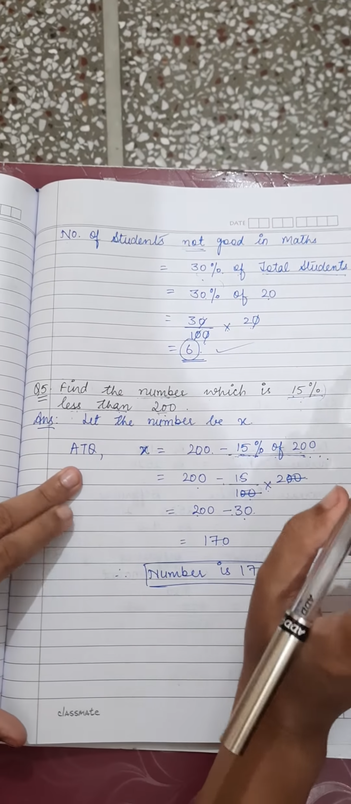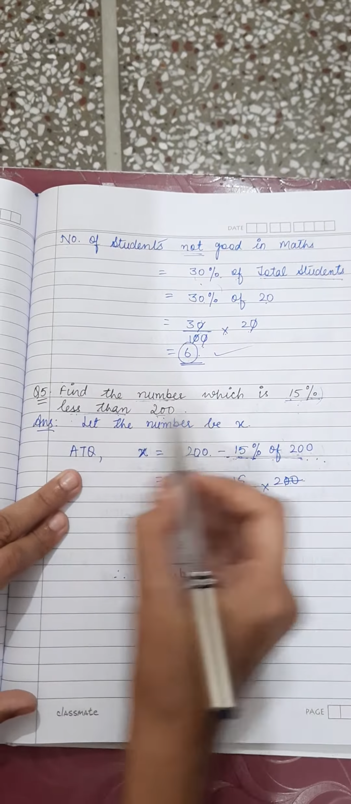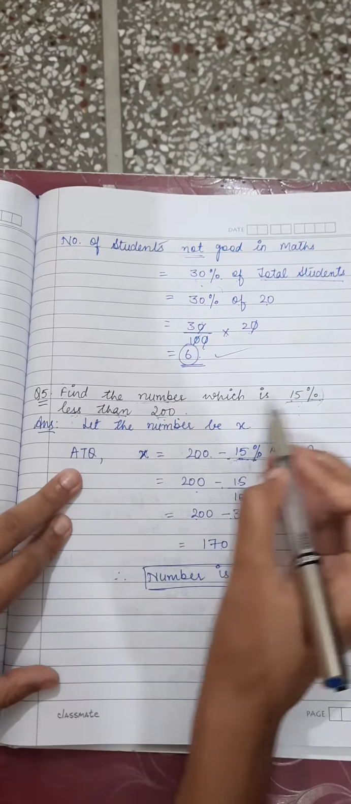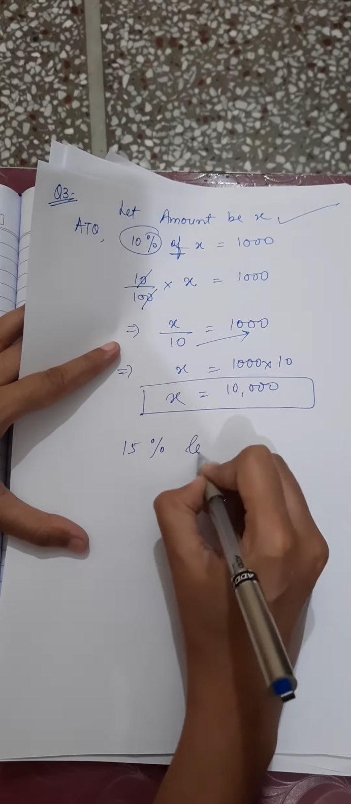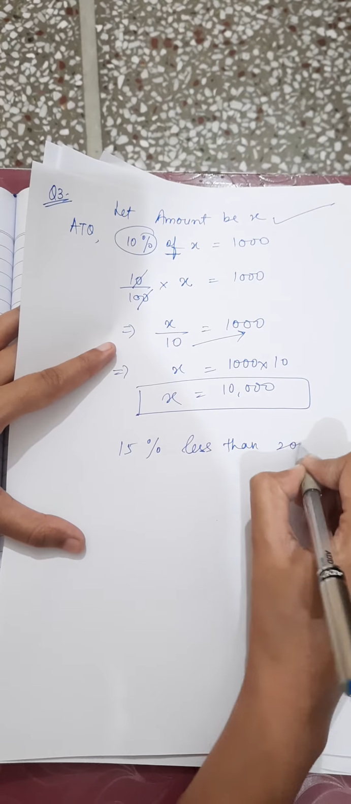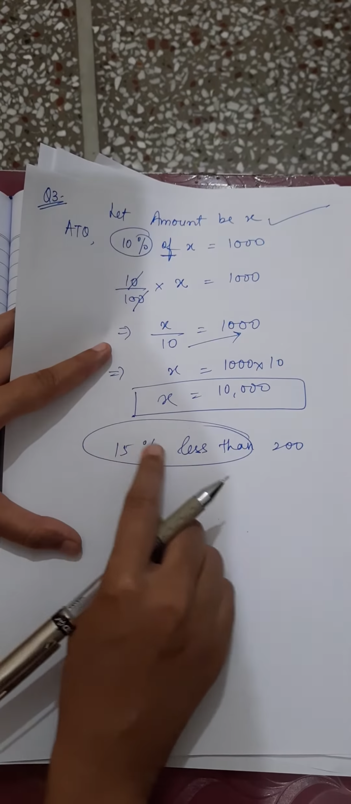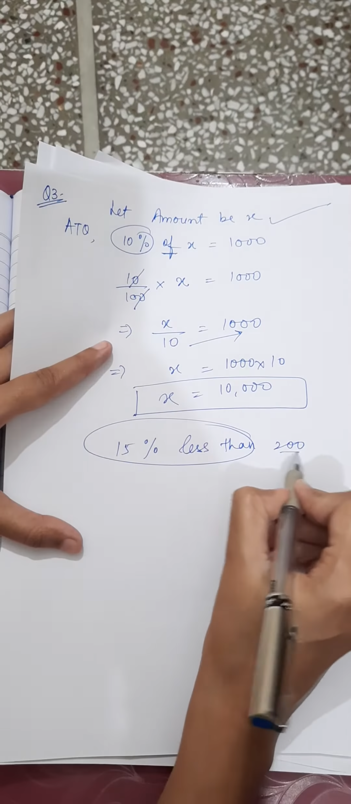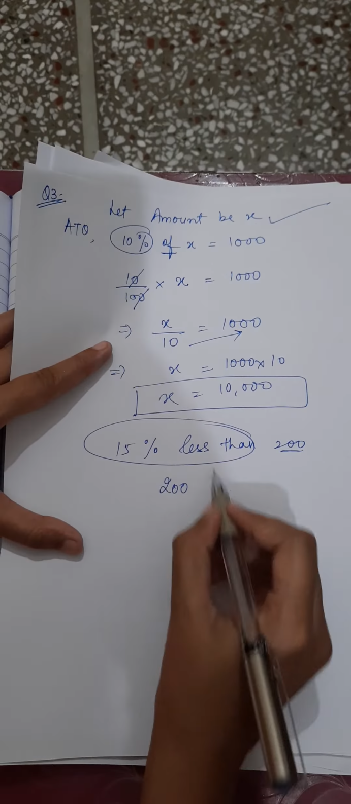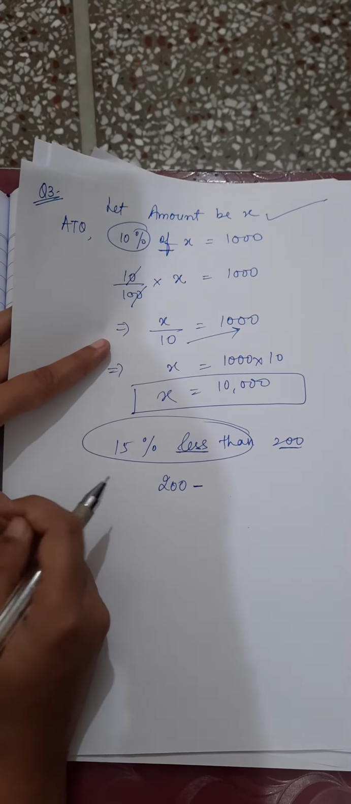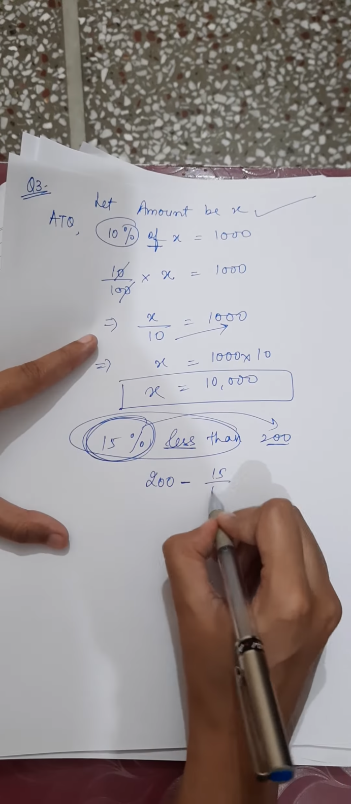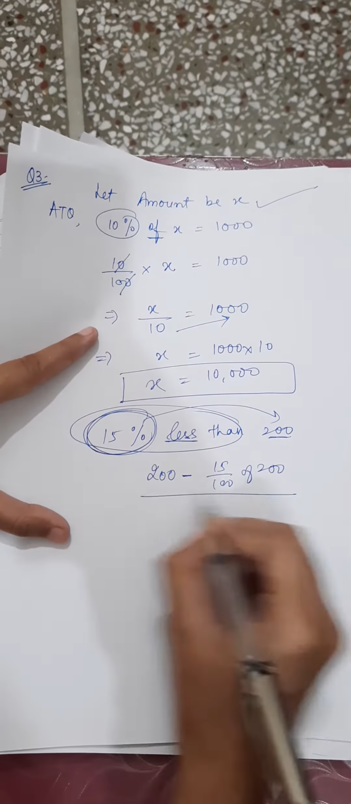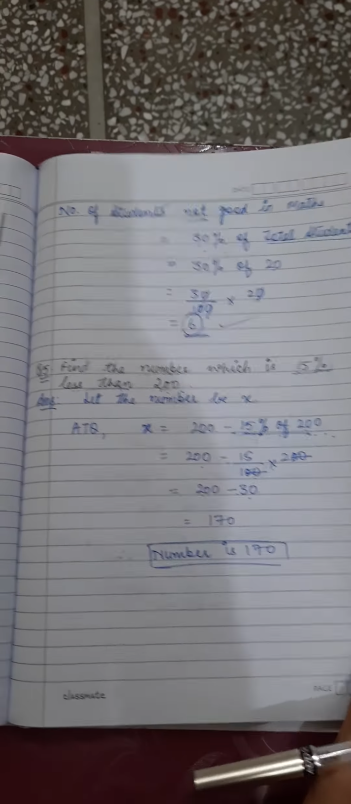Again, the only main problem you're going to find is 15% less than 200. How are you going to write this? 15% less than 200 means, see, this "15% less than" will come after 200. So I'm going to write 200 first. The less sign is there, so I'm going to write minus. This 15% is of 200, so 15% of 200. This will become... Okay, so you have to find the answer.